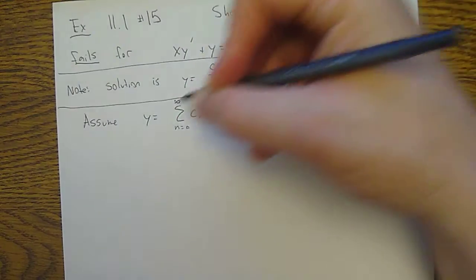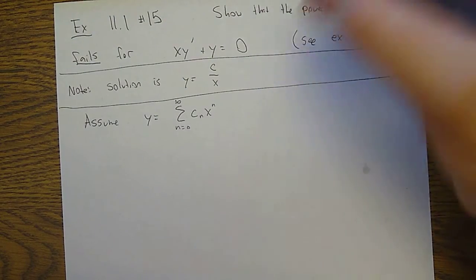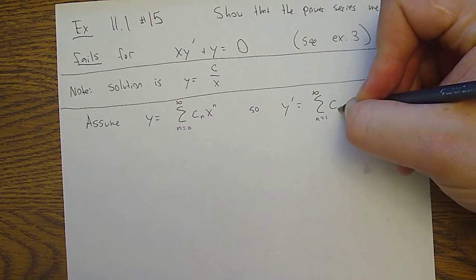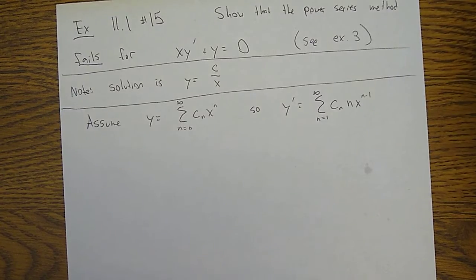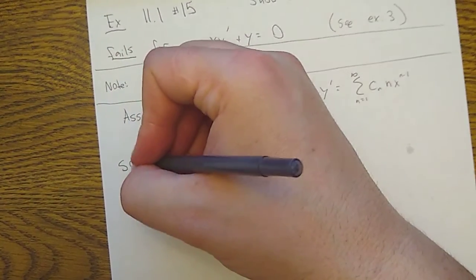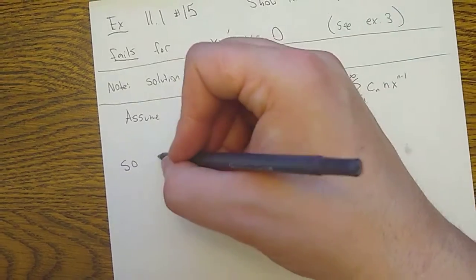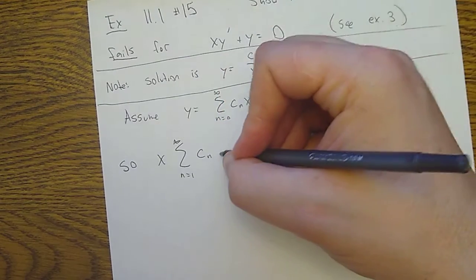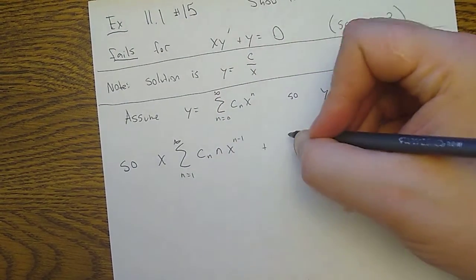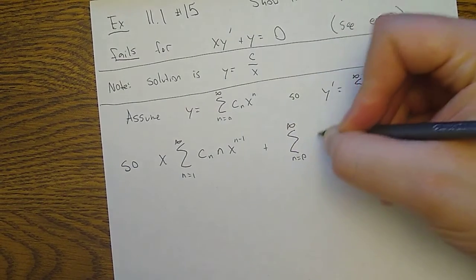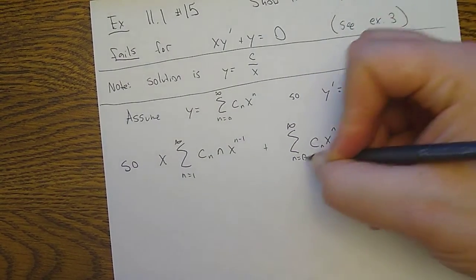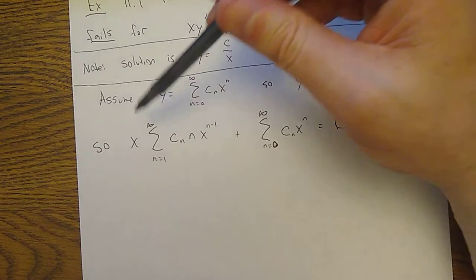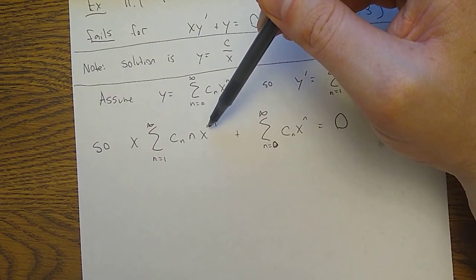I assume y has a power series representation. So y prime is this. Right? So the differential equation becomes this. Right? And I can pull this x inside to make this x to the n.